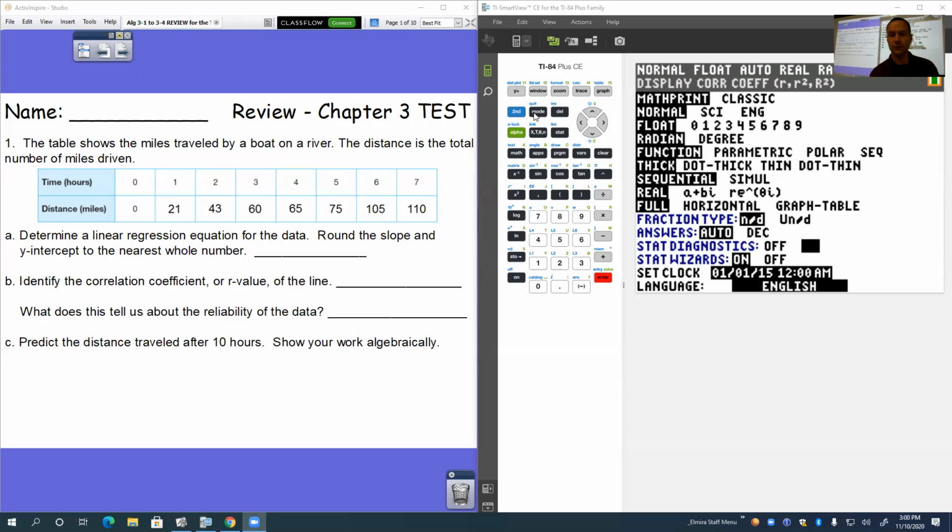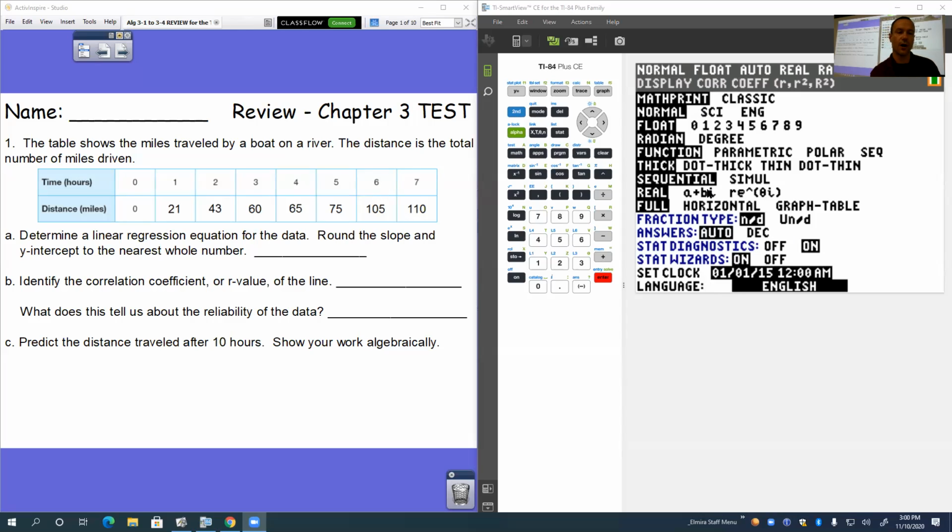You do this by going to mode, and once you hit mode, you have what I have on the screen. Go all the way down, the fourth one from the bottom. You have to go over to stat diagnostics and turn it on by hitting enter on the on button.